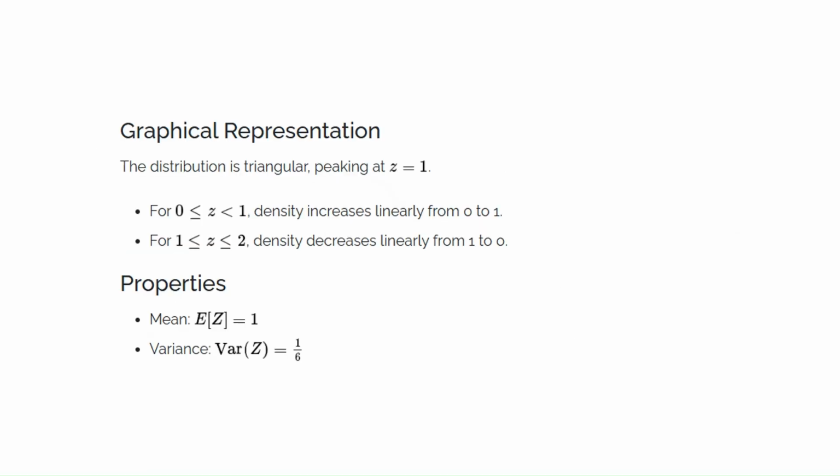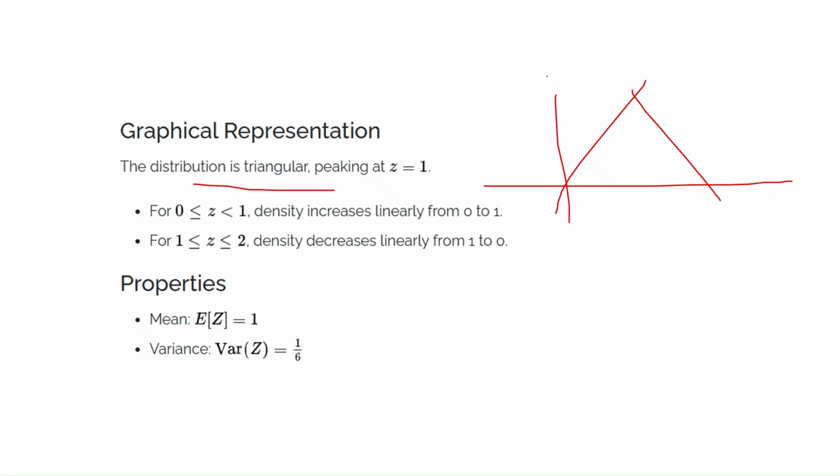So this is the final answer, and the distribution is triangular. If you try to visualize this, you would see something like this. It would increase from 0 to 1 and then decrease from 1 to 2. The peak is at 1. So this is the final answer, and this is the solution to this problem.